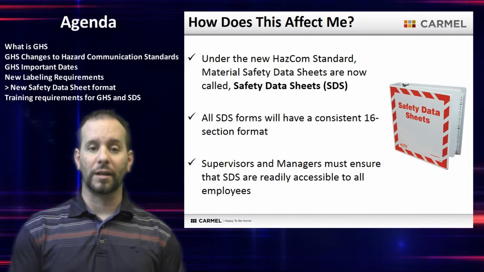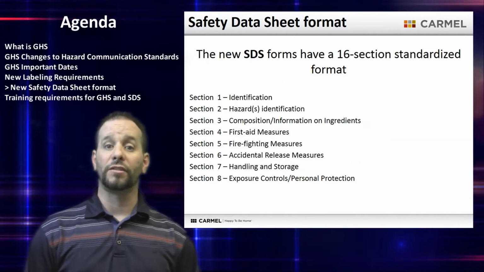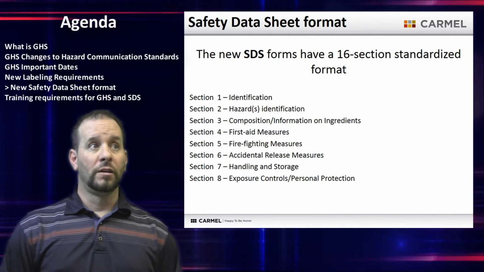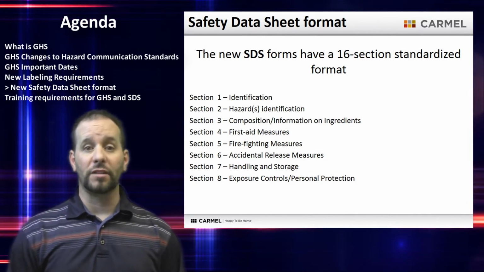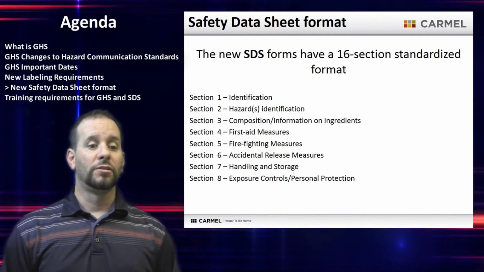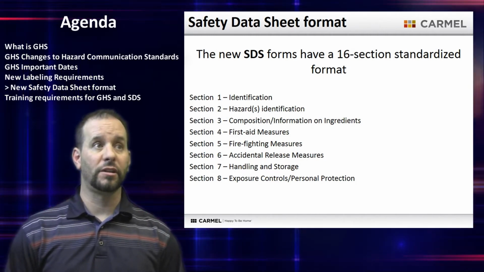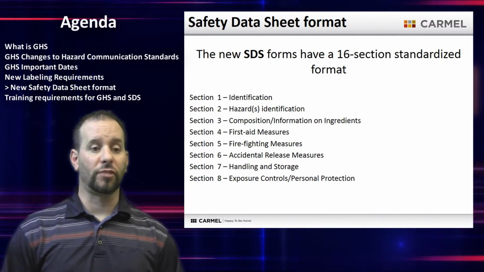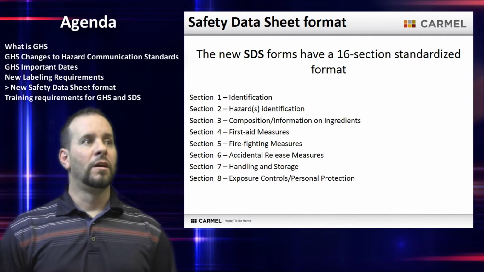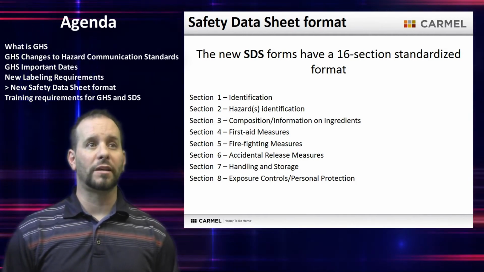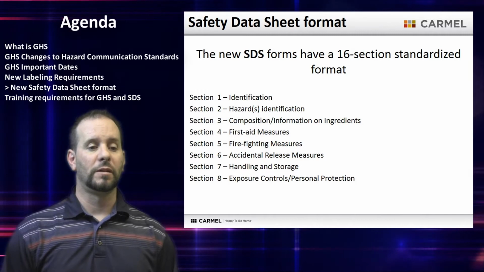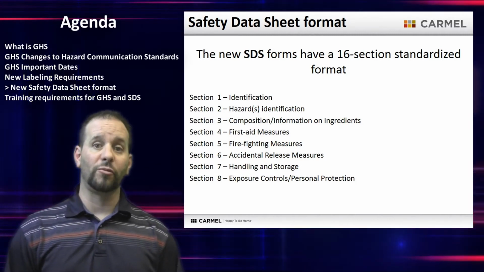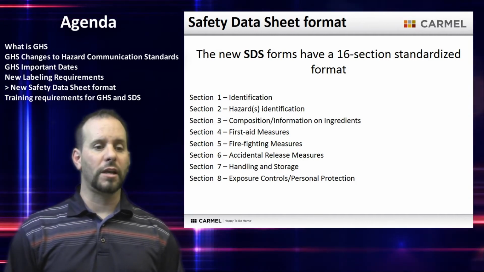The new SDS format, like I said, has a 16 section standardized format. Section 1 is the identification, which includes manufacturer's name, address, contact information. Section 2, hazardous identification, includes all hazardous labeling requirements. Section 3 includes information about the chemical and the ingredients of the chemical. Section 4 is first aid and the requirements for treatment if we have an unwanted exposure to that chemical.